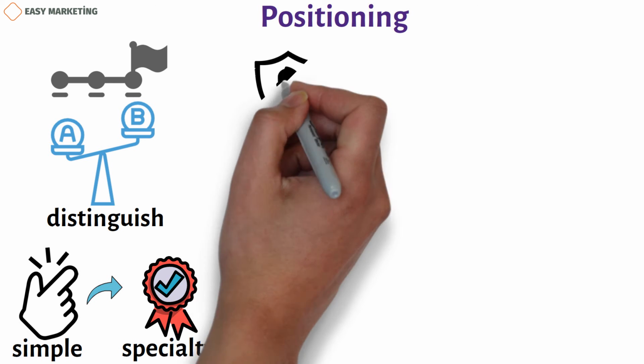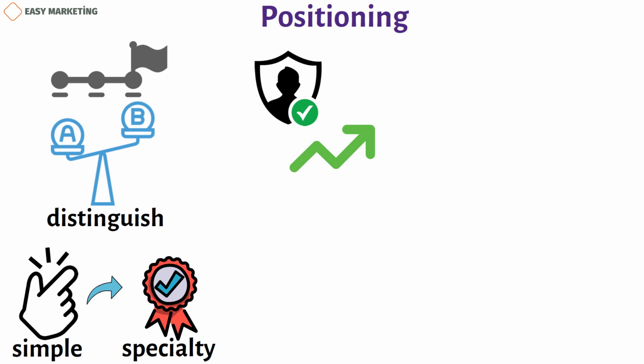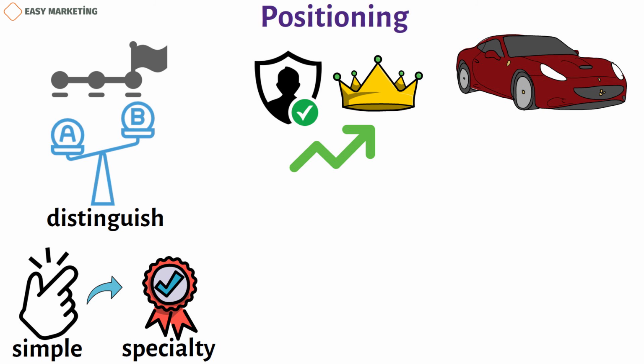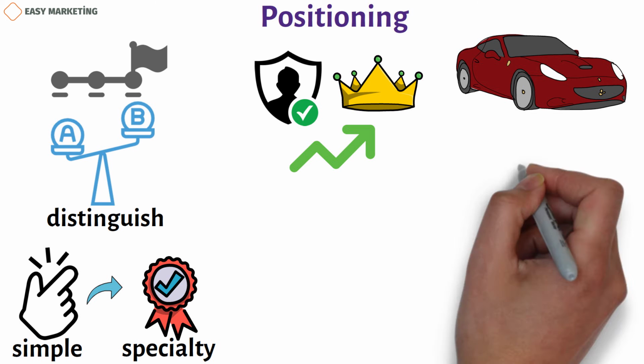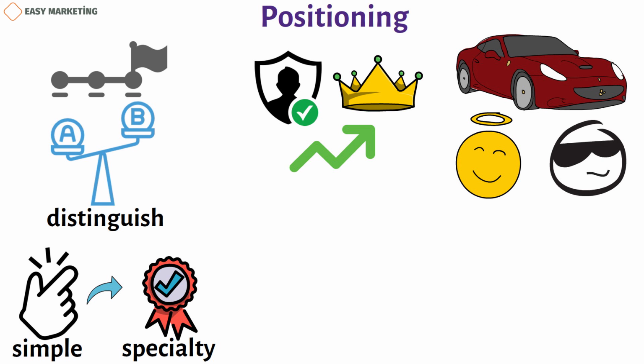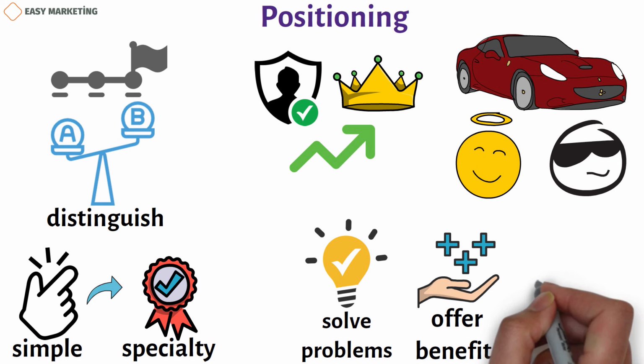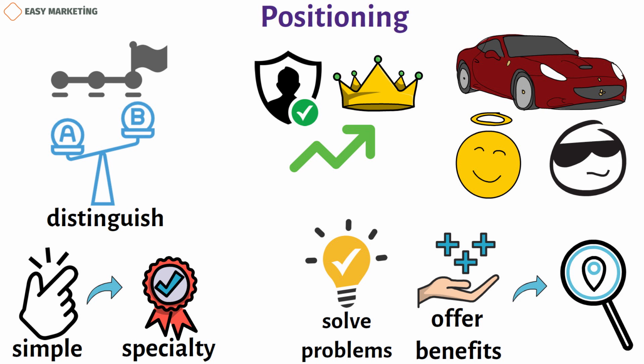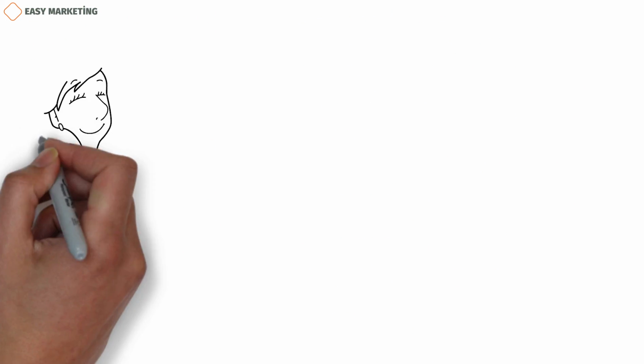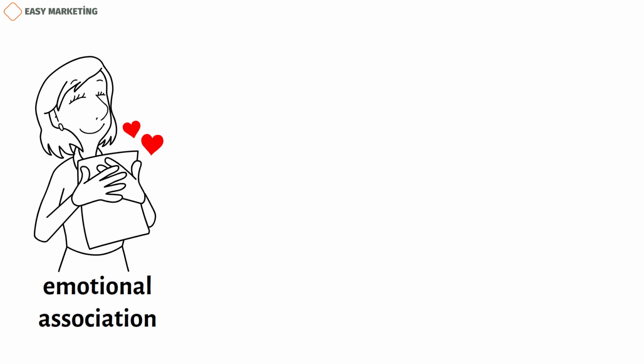Enhance your client's sense of self-worth, community, or even ego through symbolic positioning. The luxury automobile market is a fantastic illustration of this. While they serve the same purpose as other cars, they also help their owners feel better about themselves and look better. Solve your customers' problems and offer them real benefits by using a functional positioning strategy. Focus on the emotional association your clients have with your product, service, or brand while developing your experiential positioning strategy.